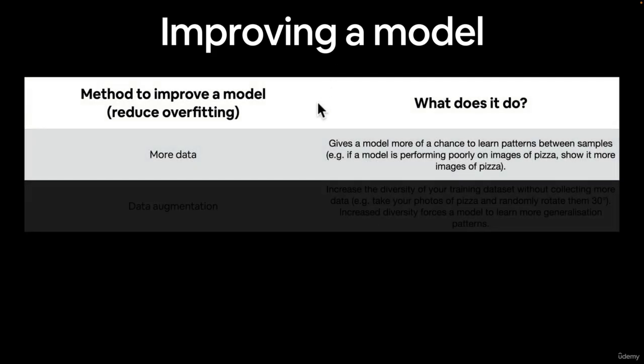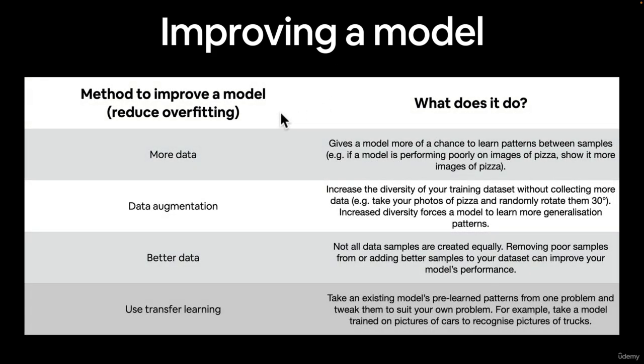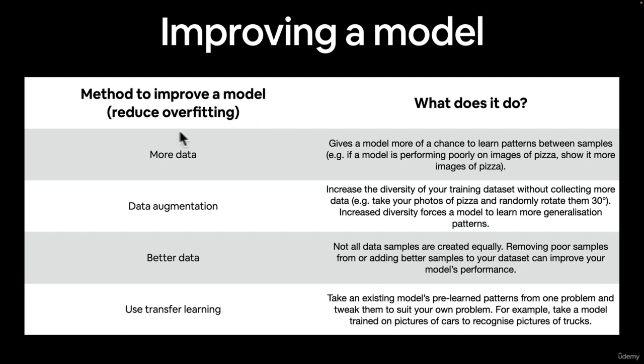Oh, actually, one more. Do you remember our improving our model slide from a few sections ago? I can't remember how far we've come. We've come a long way. So the methods to improve a model, reduce overfitting, we could add more data. We could use data augmentation. We could use better data. Or we could use transfer learning. So we could take existing pre-trained or pre-learned patterns from one problem and tweak them to suit your own problem. Now, okay, that's enough. I've spoken too much about why use transfer learning. Let's, in the next video, cover a few places where you can find pre-trained models. I'll see you there.